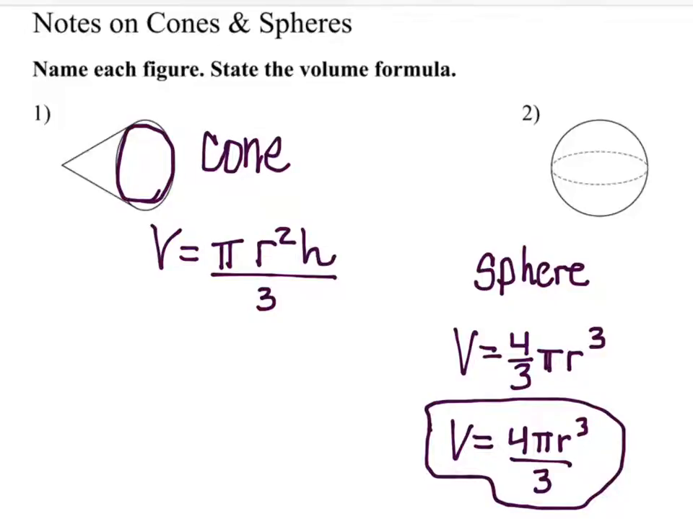So some helpful real-life examples of spheres would be like a basketball, a softball, a tennis ball, a globe, and cones could be like snow cones, waffle cones, things like that. Let's try a couple examples of these.